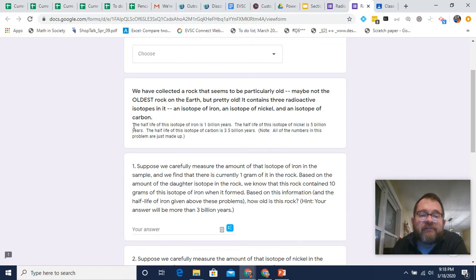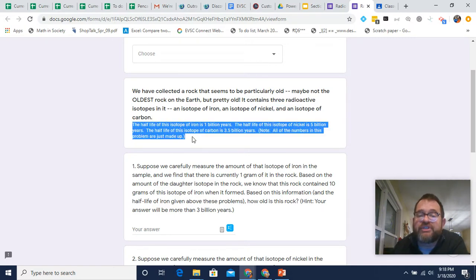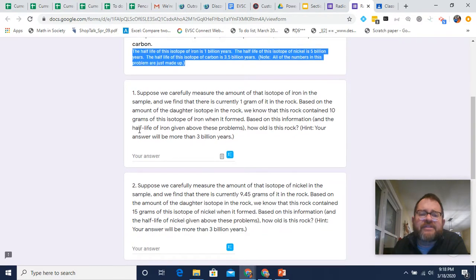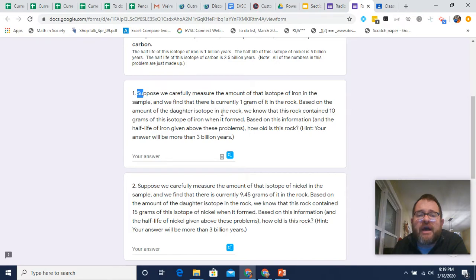And in the problem, I give you the half-life of each of those materials. They are all completely made up. I just played with numbers on a spreadsheet till I got the answers I wanted. I did not bother looking up real isotopes or anything like that. Then basically you answer the same question three times, but first time you're going to use iron.